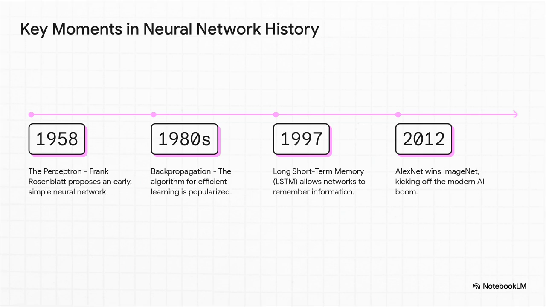A network called AlexNet used the power of modern gaming computer chips, GPUs, to just absolutely shatter all the records in a huge image recognition competition. That was the moment. That was the beginning of the AI boom that we're living in right now.